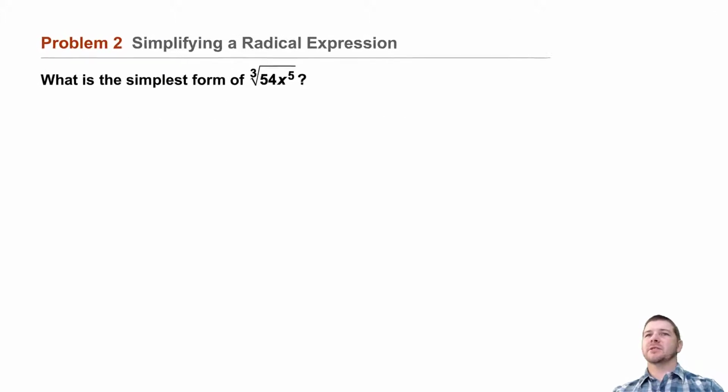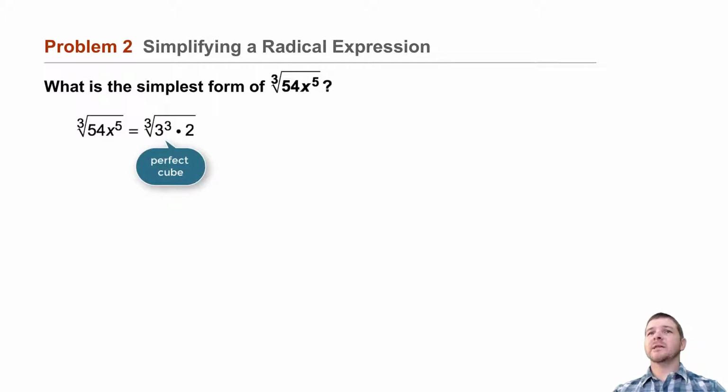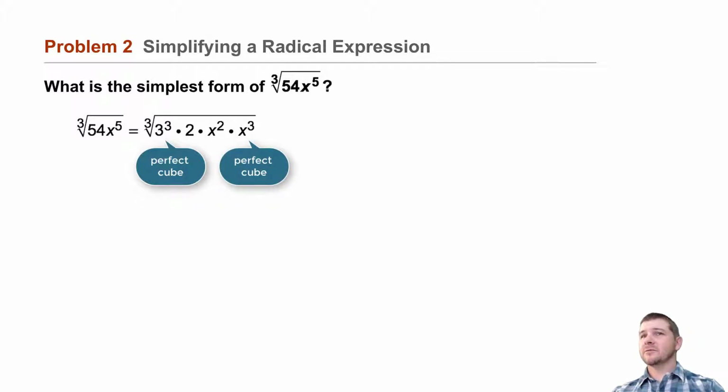Simplifying a radical expression. What is the simplest form of the cube root of 54x to the 5th power? Well, first we rewrite our expression, the cube root of 54x to the 5th, and then we write that as the cube root of 3 cubed times 2, 3 cubed being 27, and 27 times 2, 54, times x squared times x cubed. Notice what we've done is we've found and separated all the perfect cube factors.